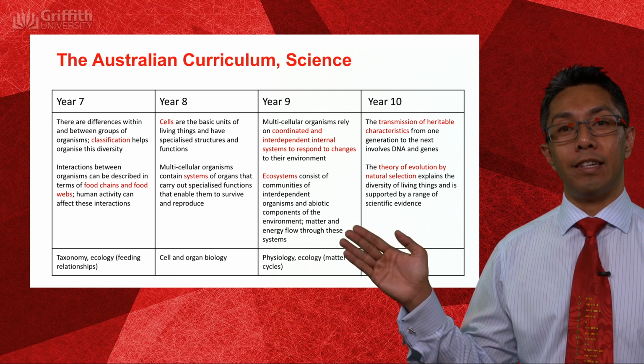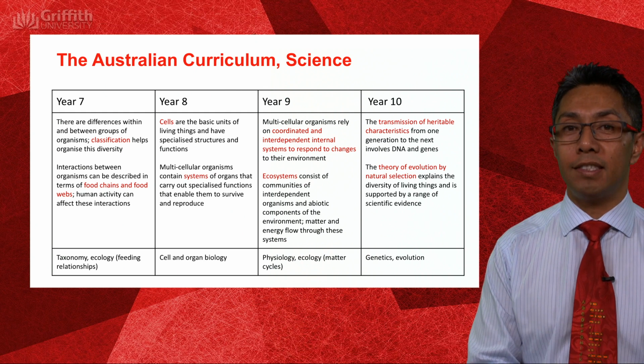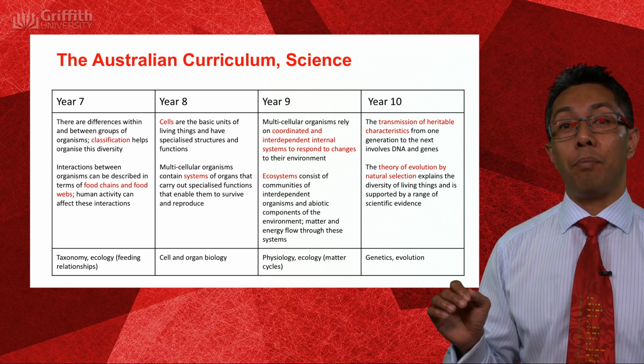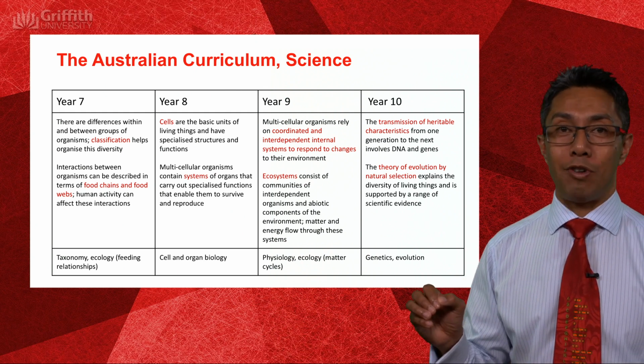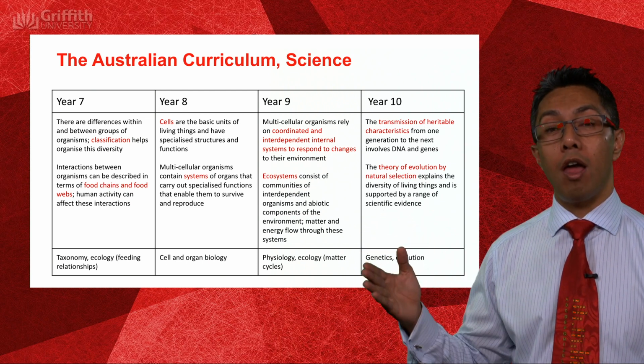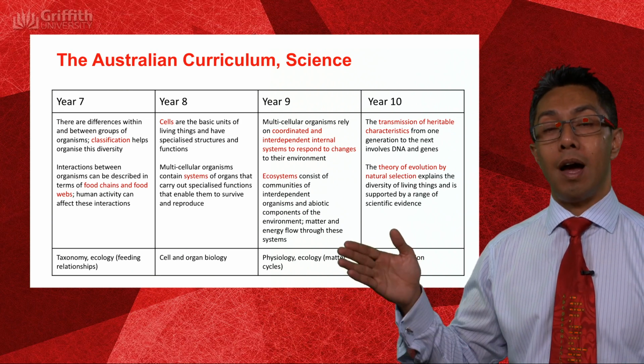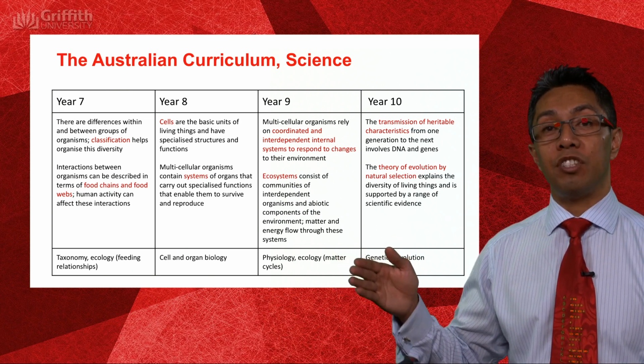These, you'll remember, are the content descriptors from the Australian Curriculum Science, and in particular from the biological sciences substrand. What I've done there in red is highlight the various concepts that we'll be dealing with in each of those year levels.